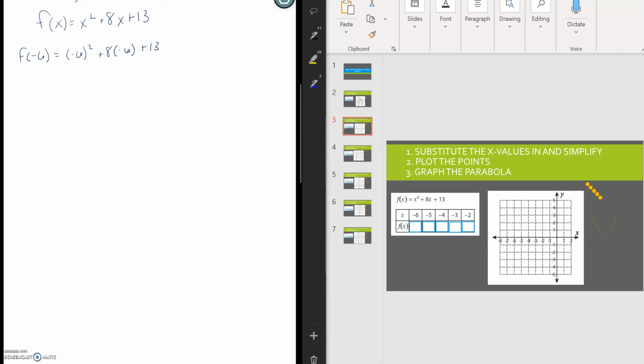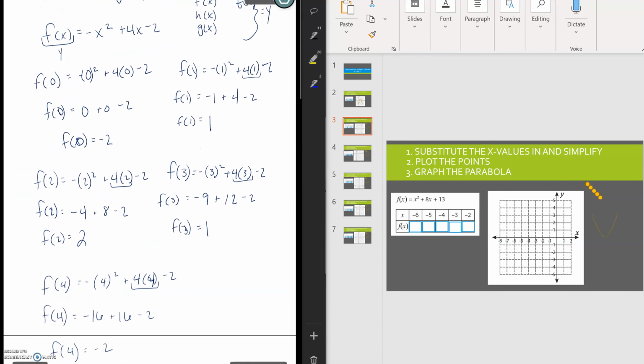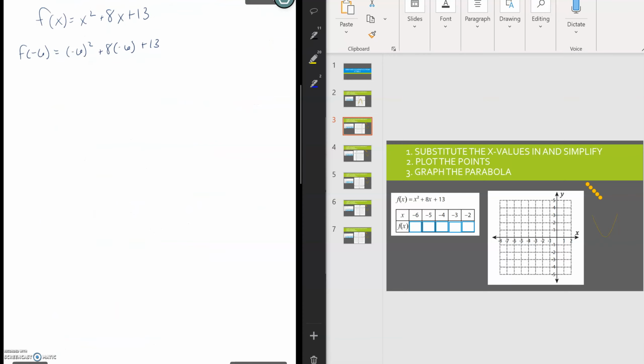Notice that in our first example, the negative was always on the outside of the squared. That's because it was on the outside of the squared in the original problem. In this problem, we are substituting a negative in, so that negative is a part of the squared, inside the parentheses. So when you square it, you square the negative as well.